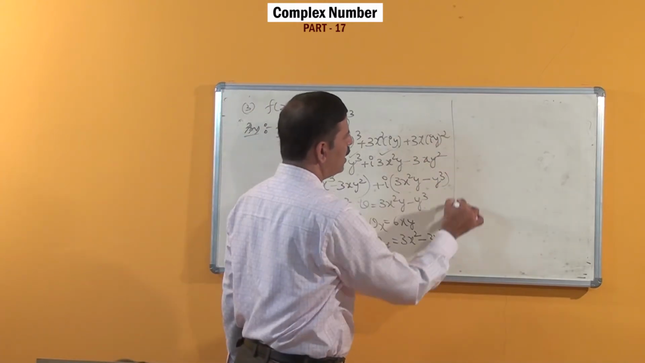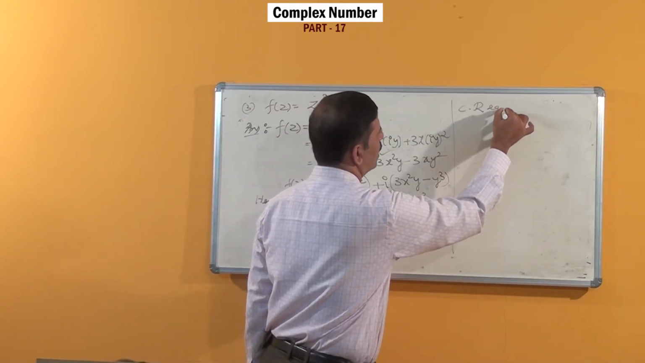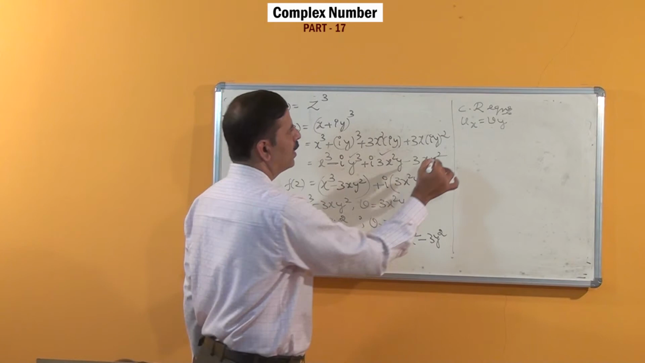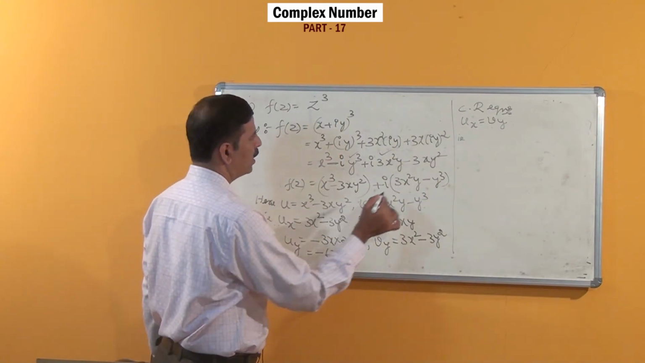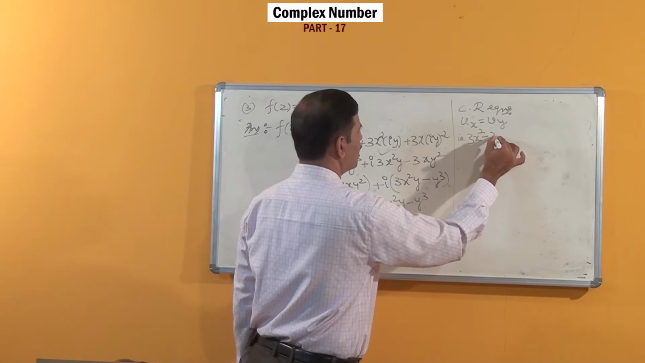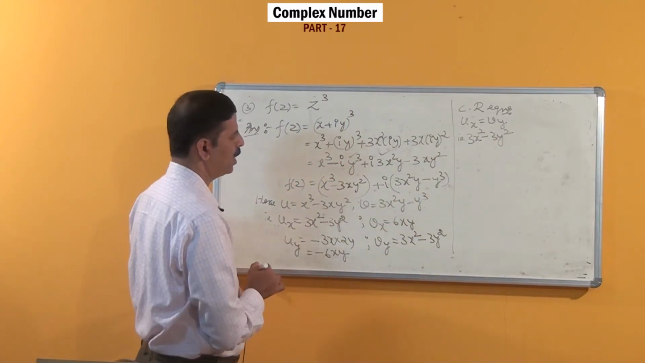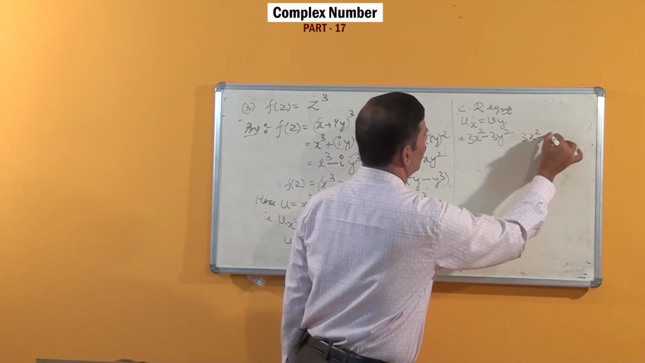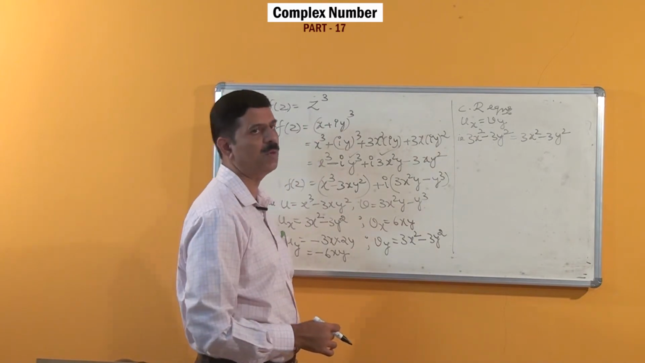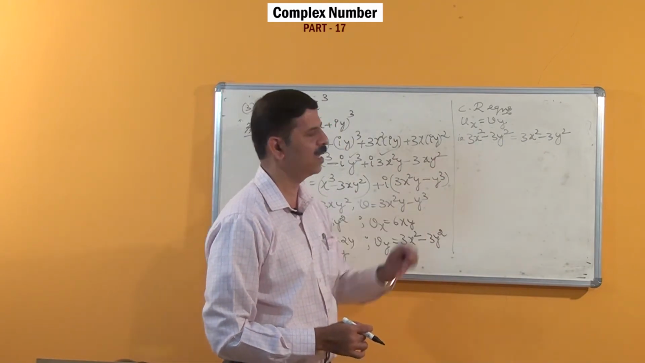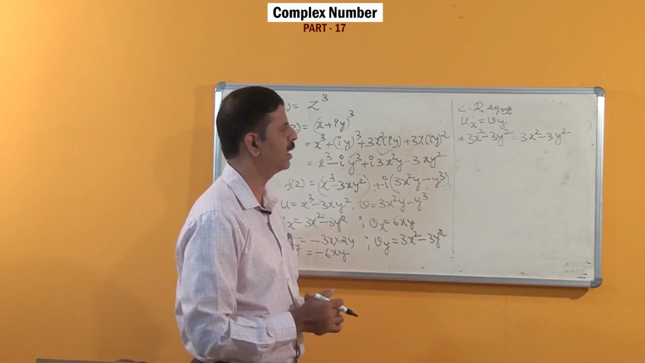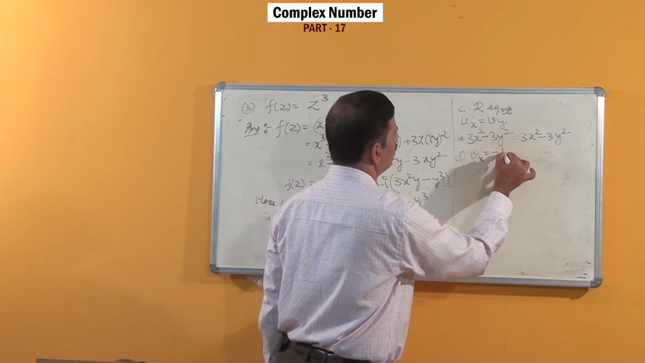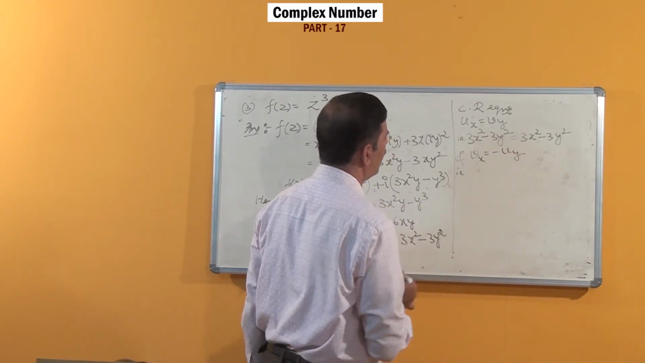So now by the CR equations, ux is equal to vy. Observe: ux you got is 3x square minus 3y square, and vy is also 3x square minus 3y square. So the first part of the CR equation holds good, the left hand side is equal to the right hand side. And the other part is vx equal to minus uy. Observe once again, are they equal?